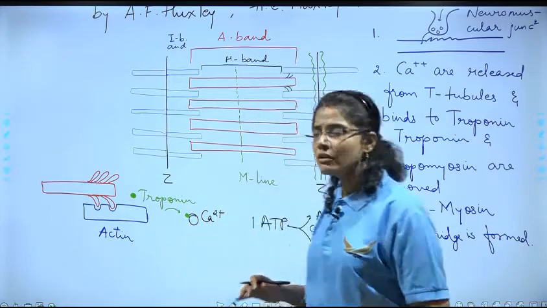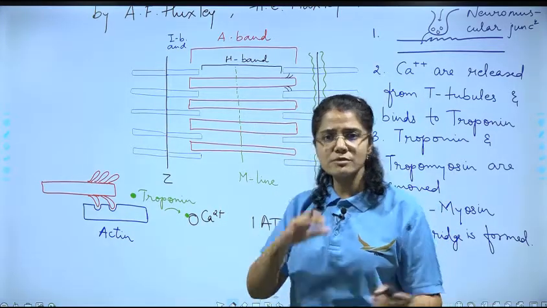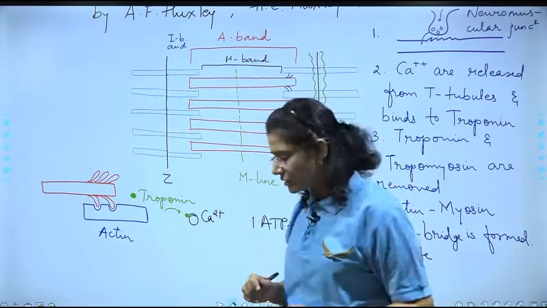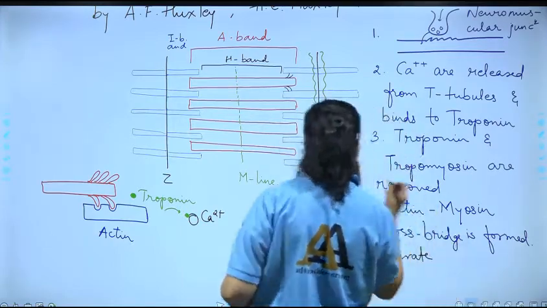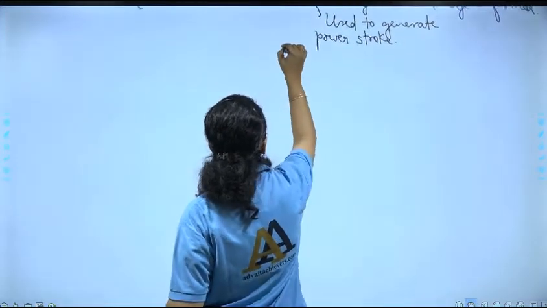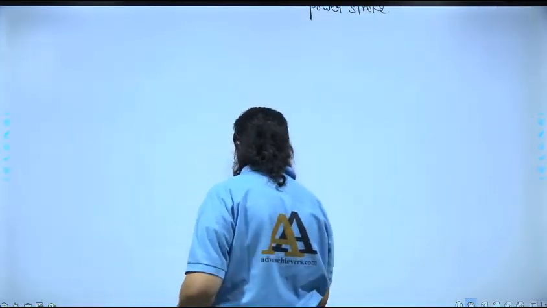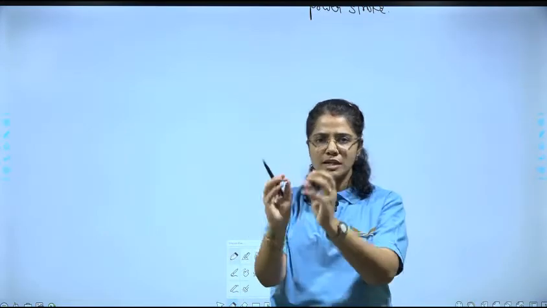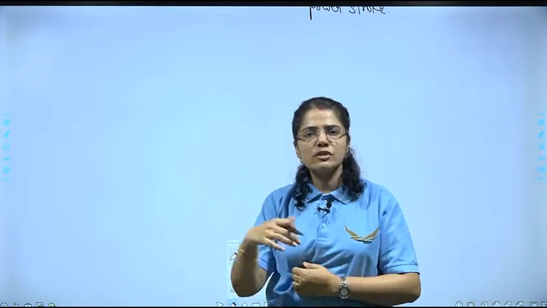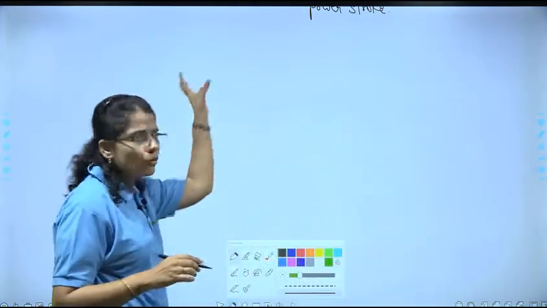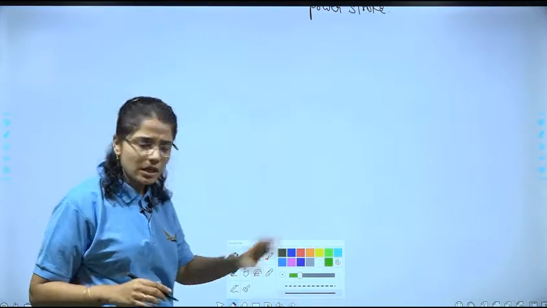So the same thing we have discussed, now let us put it into a diagram so that you can understand it better, right? Okay. So we are going to draw the sarcomere in short so that you understand it, okay? I am not going to draw the whole structure again.